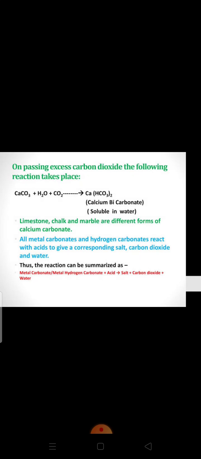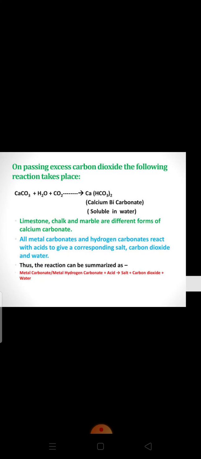Students, if we pass an excess amount of carbon dioxide in lime water, then we get this reaction. Calcium carbonate, which we just got from the reaction of calcium hydroxide and carbon dioxide, and the water which is already present in that test tube, if now we add an excess amount of carbon dioxide, then we get a single product, that is calcium bicarbonate, or we can call it calcium hydrogen carbonate.